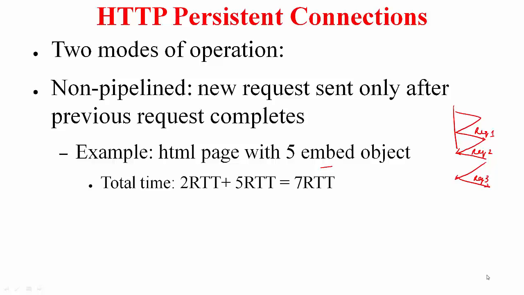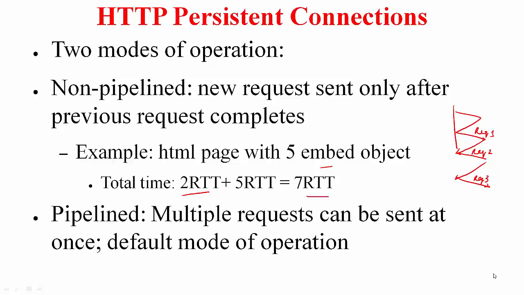Basically, the base HTML page is going to take 2 round trip times, and each of these 5 embedded objects is going to take 1 round trip time. So this will lead to 7 round trip times. So this is 7 RTT compared to the 12 RTT from before, because we have eliminated 1 round trip time resulting from each TCP connection.